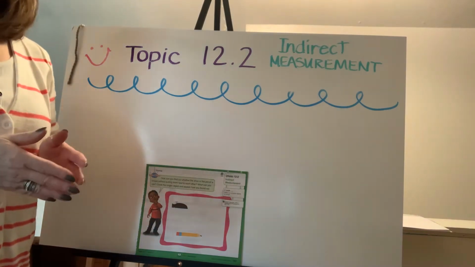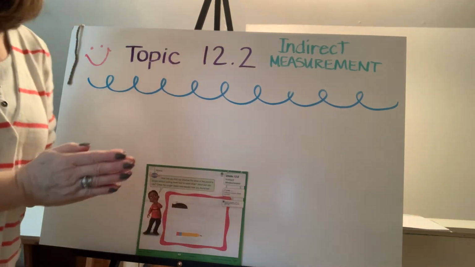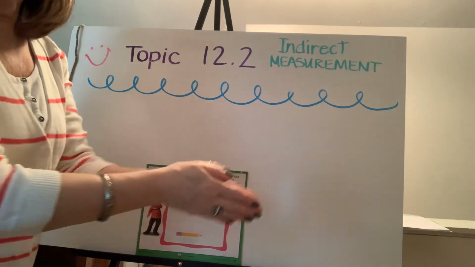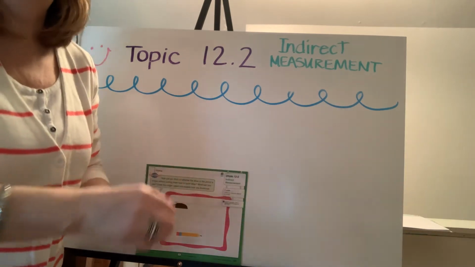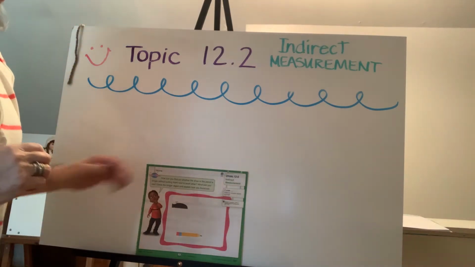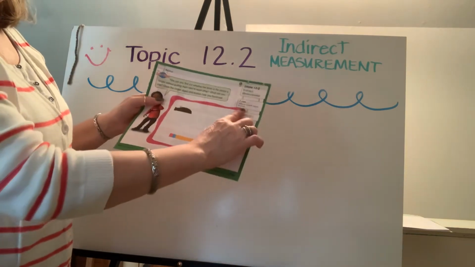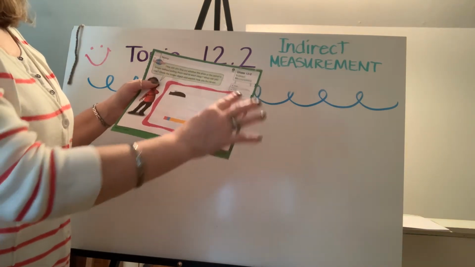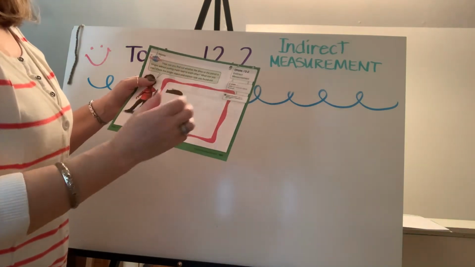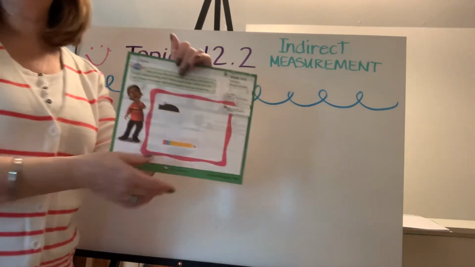Now you know what the word direct means. Direct means going right to it. Indirect means I might take a long way around it and I might go through the back door, okay? Today we're going to be learning about indirect measurement, your I can statement. I can indirectly compare objects by length. So that's what we're going to be doing today.